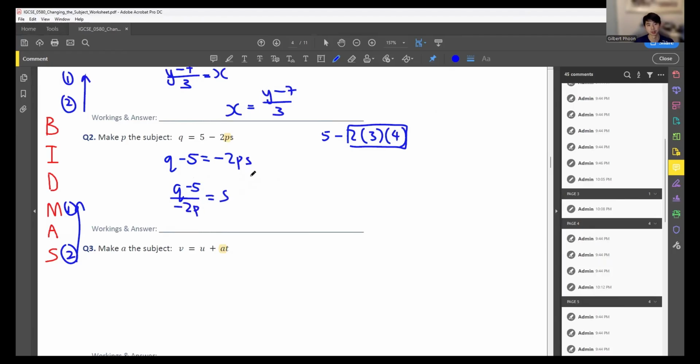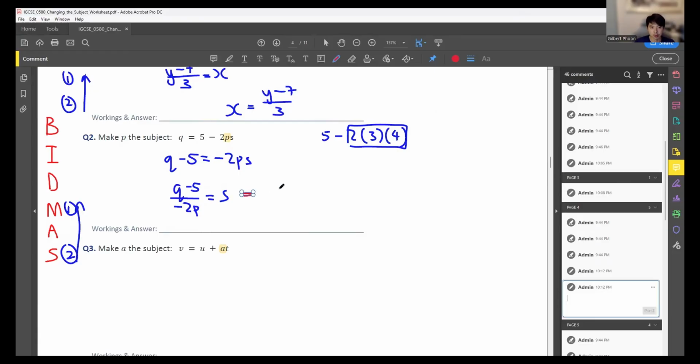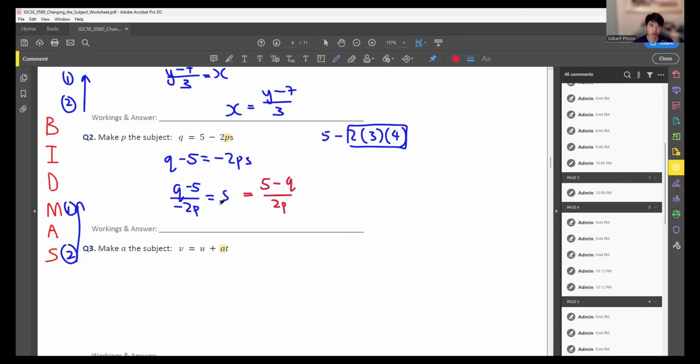And sometimes when the students see this answer, they might get a different one. Why? Because they did not leave their denominator as a negative. This answer could have also been written as 5 minus Q over 2S. You can try substituting values into the unknowns and you will get the exact same value. So you can either leave your answer like this or like this. Both of them are correct.